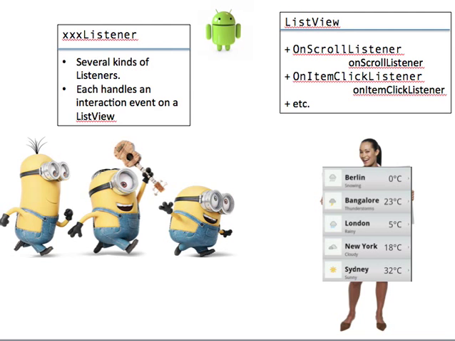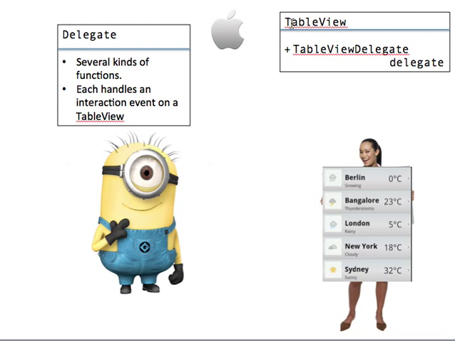On iOS, on the other hand, the table view will have what's called a table view delegate, usually one class. And this delegate has several kinds of functions. So when the table view, for example, detects a long press, it will call the delegate's long press function. When the table view detects a tap, it will call the delegate's tap function, and so on and so forth. And this is basically how table views, or list views, depending on which system you're using, work.